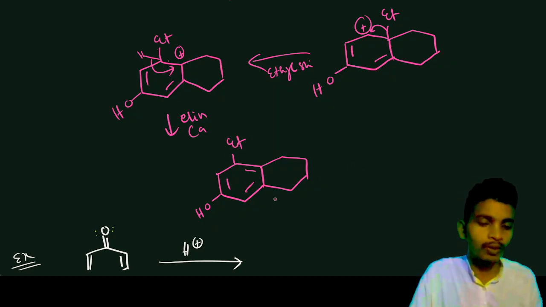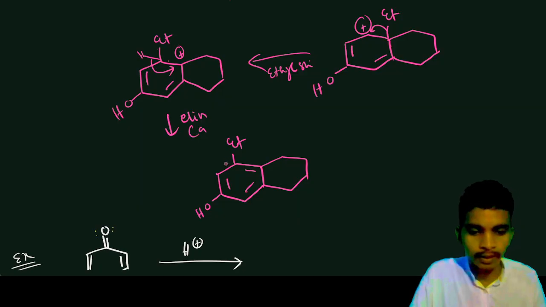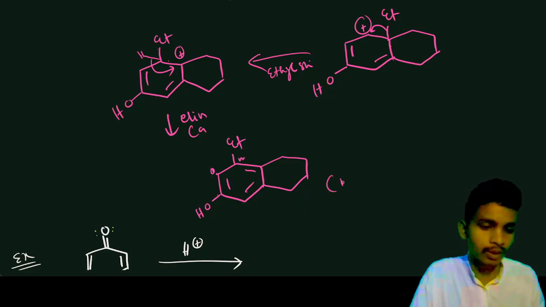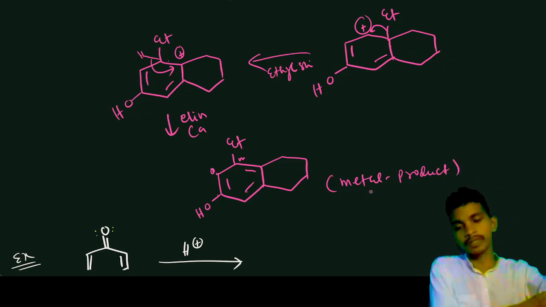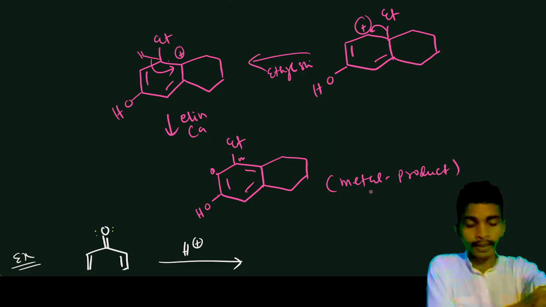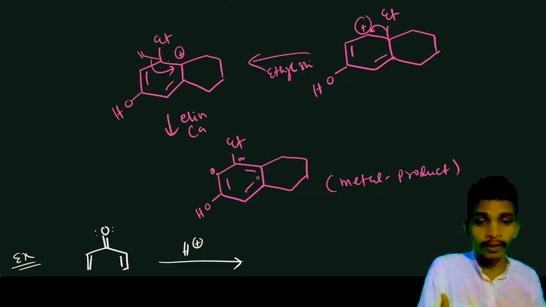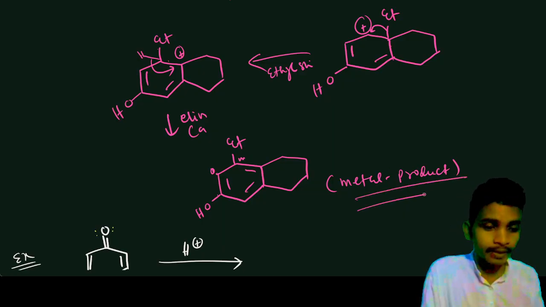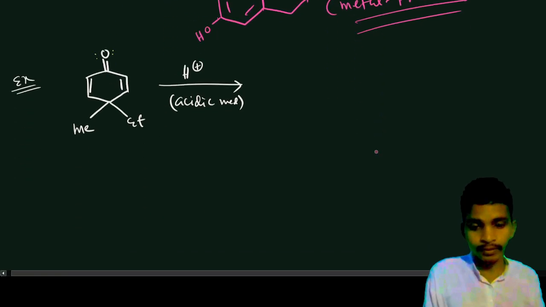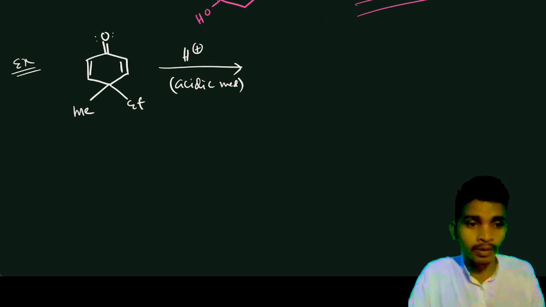Okay, so what product will we get? Let's say this is ortho, this is meta, so this will give the meta product. That is what I said, the meta product we will get. So next, we will move on to solving these questions.